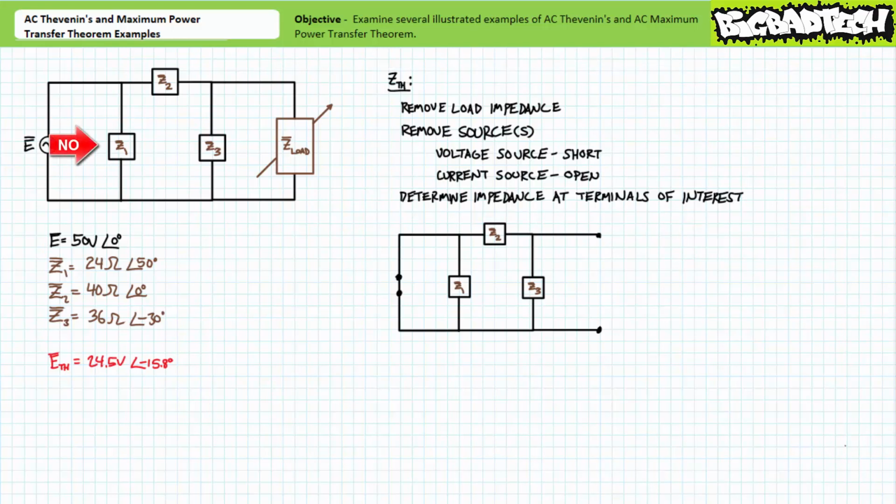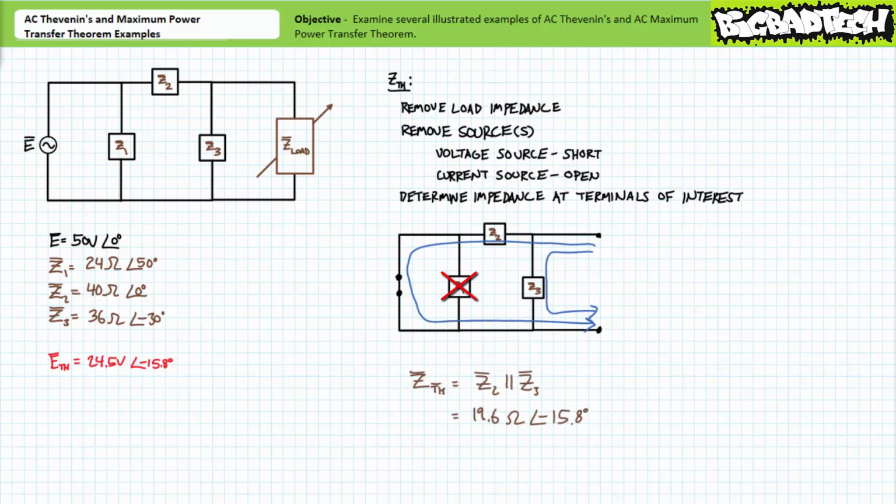Again, make note that ZTH is not the impedance seen by the original source. ZTH is the impedance seen by the load impedance when the source has been removed. Incorporating shorts and opens inside the original circuit and shifting perspective from the source to the load may fundamentally alter the nature of the original series parallel circuit. In this occasion, the short has effectively removed impedance element Z1 from consideration, and impedance elements Z2 and Z3 are in parallel with one another. Taken in parallel, this combination presents an impedance of 19.6 ohms at an angle of negative 15.8 degrees.